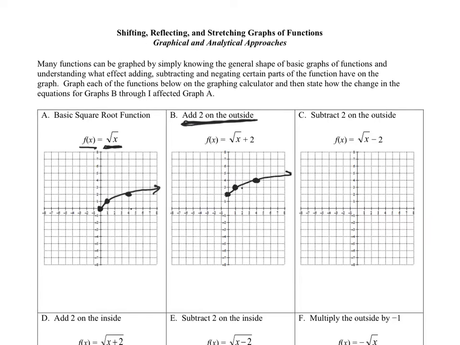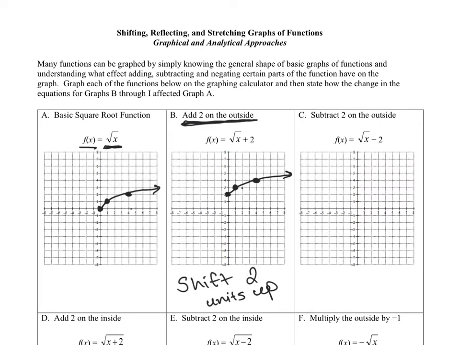So now this is what our function looks like. Now, think about it. If we add 2 to the outside, what did it do to our graph? It shifted 2 units up. All right, part C. Now we're subtracting 2 on the outside. Now, you could kind of predict what's going to happen if in B we added 2 to the outside. It shifted up 2 units.